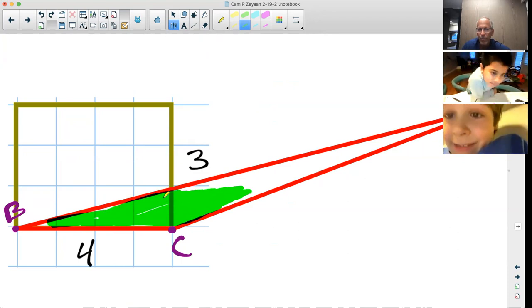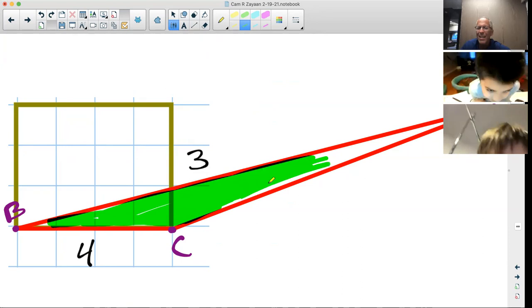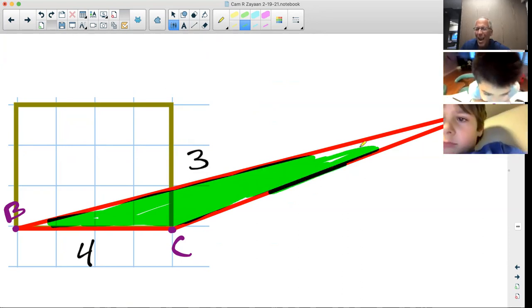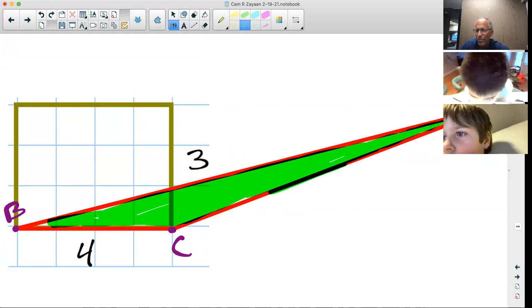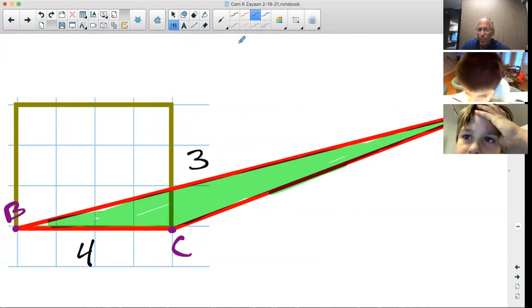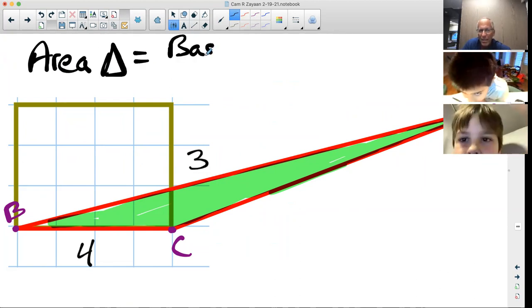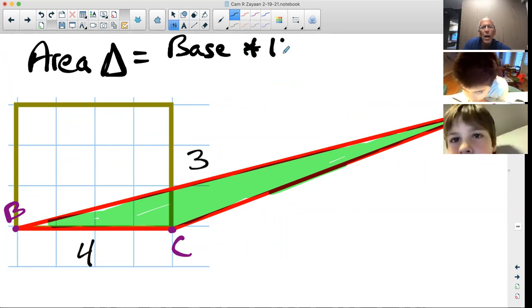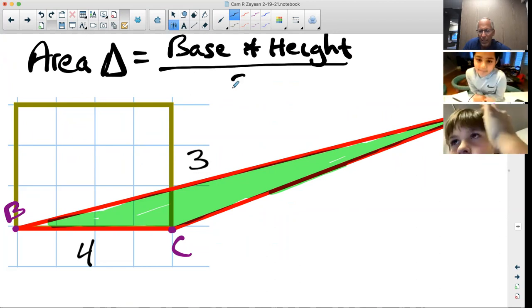No idea. Well, don't start with no idea. You can end with no idea after you've tried at least 5 or 6 things. And by the way, you guys came up with a great theorem that the area of a triangle equals the length of the base times the height divided by 2.